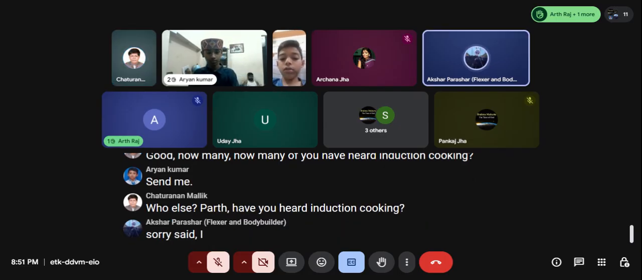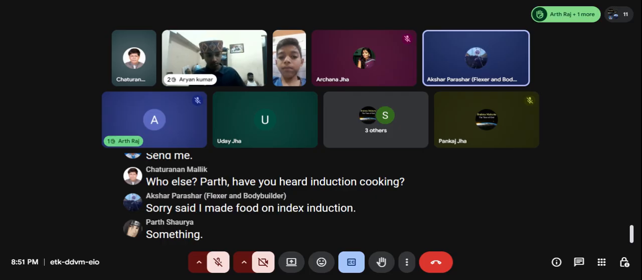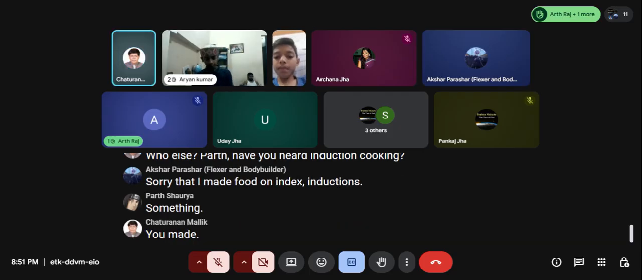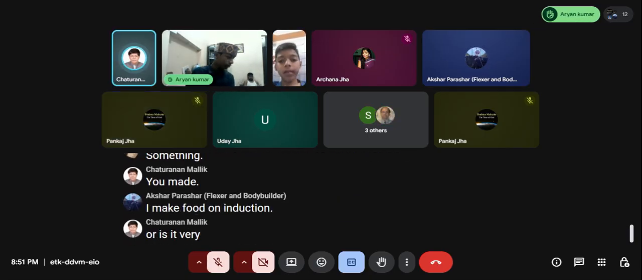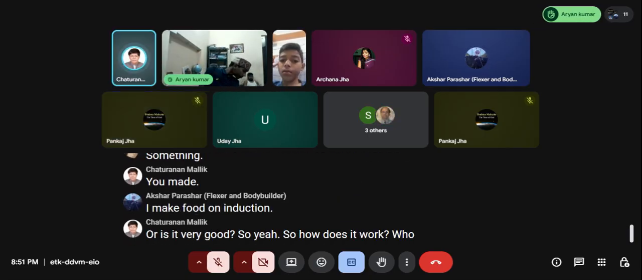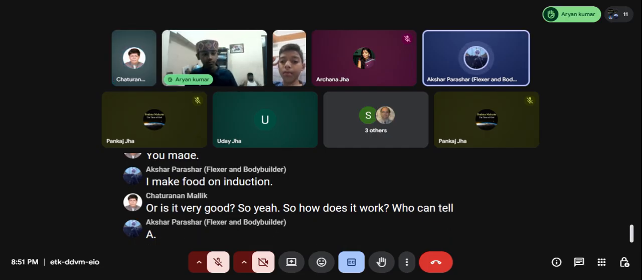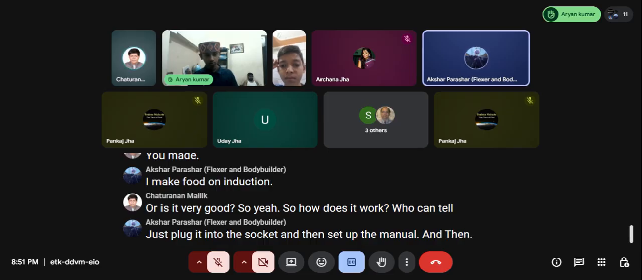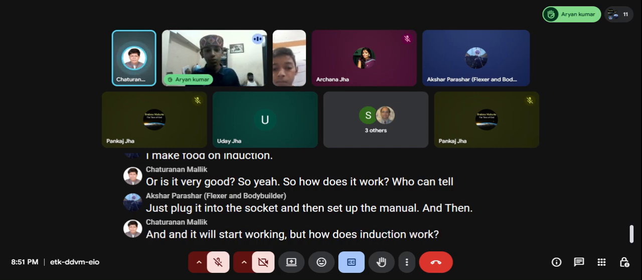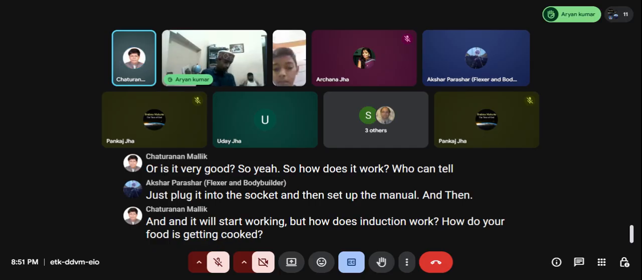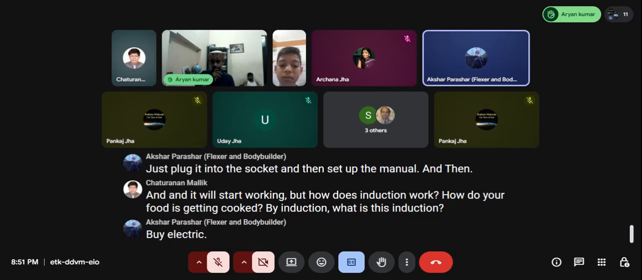Sir, me. Who else? Parth, have you heard of induction cooking? Sir, I make food on induction. You made? Oh, is it very good? So how does it work? Who can tell? Sir, just plug it into the socket and set up the manual and it will start working. But how does induction work? Your food is getting cooked by induction? What is this induction? Sir, by electricity.